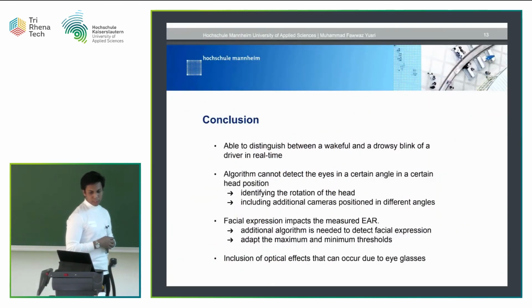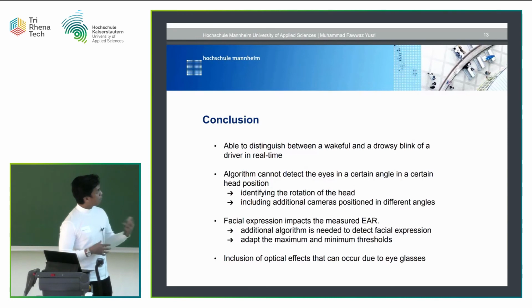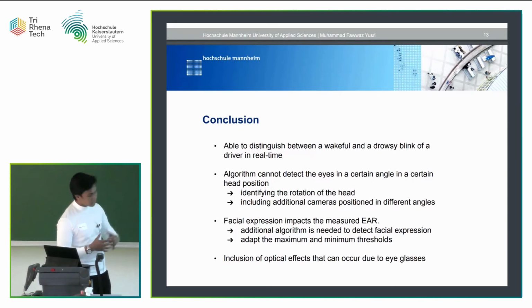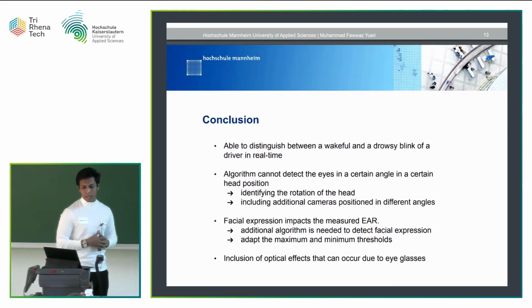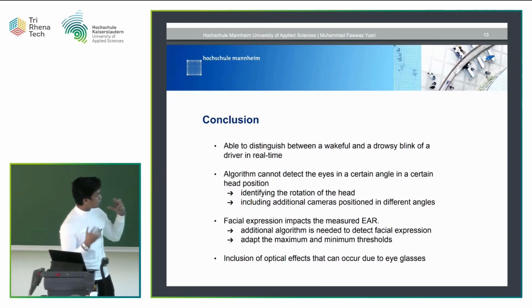And for the conclusion, we are able to distinguish between a wakeful and drowsy blink of a driver in real time. However, there are several problems that we faced during the test. The first problem is that the algorithm cannot detect the eyes at a certain angle and head position, as on the previous slide. So we suggest that the algorithm needs to identify the rotation of the head, and also include additional camera positions at different angles.